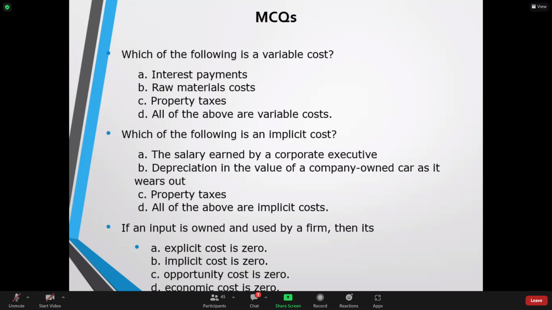Opportunity cost is implicit cost. Depreciation is implicit cost, right? So implicit cost is 0 means wrong answer. Opportunity cost is 0 means wrong answer. There is an opportunity cost. Economic cost is 0 means wrong. Economic cost is implicit cost plus explicit cost, right? So what is the correct answer? Explicit cost is 0. Okay, right.